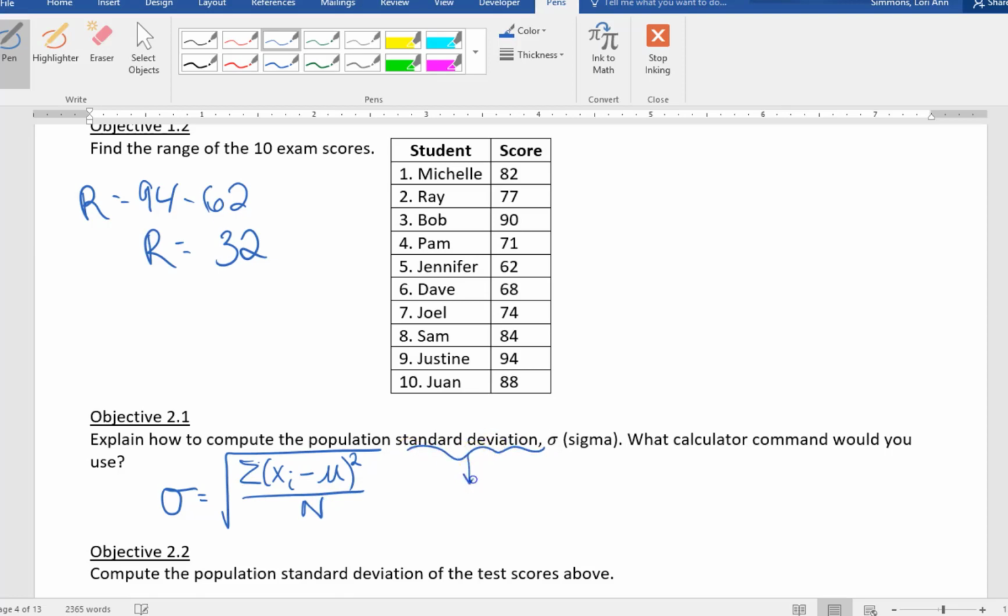So standard deviation, this shows how spread out the data is. So is it close together or far apart? We will be using number 1 for the calculator command to find the standard deviation.